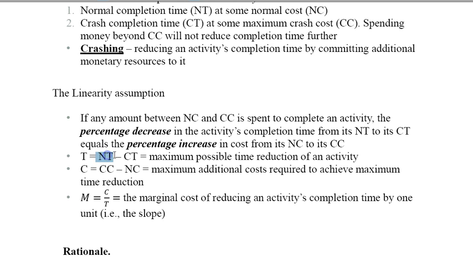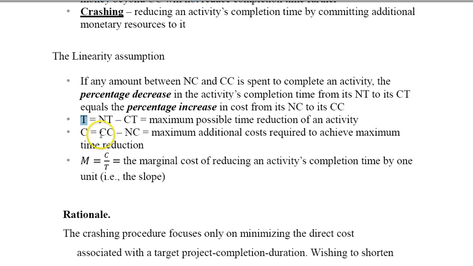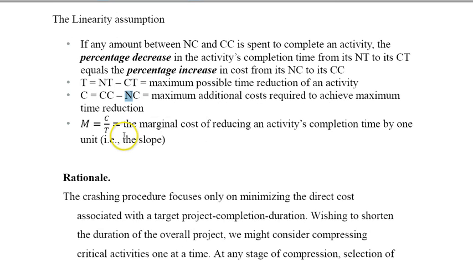So if I take normal time minus crash time, that's my maximum possible time reduction. Okay? And if I take the crash cost minus the normal cost, that's the maximum possible cost required to achieve maximum time reduction. So my M is C over T. I'm ignoring the sign because one of them goes up, the other one goes down. M is the marginal cost of reducing an activity's completion time by 1 unit, which is the slope. Okay?